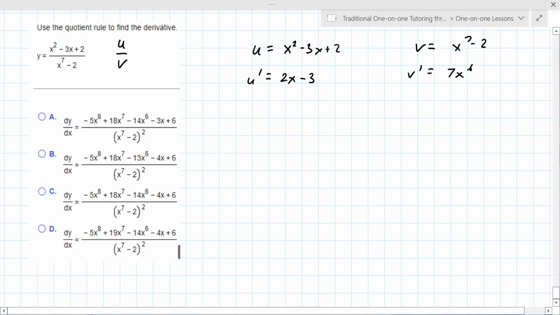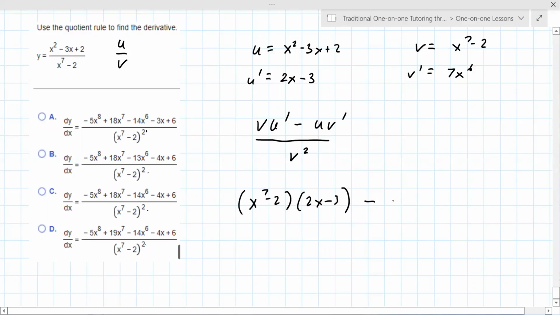And then the quotient rule says bottom times the derivative of the top minus the top times the derivative of the bottom, over the bottom squared. You'll notice they're all squared on the bottom. But in the top, we do have to do this thing. We take v, this x to the 7th minus 2, times u prime, 2x minus 3, minus u, which is x squared minus 3x plus 2, times v prime, which is 7x to the 6th. So we need to simplify this. Unfortunately, they don't give you much help here with the answer space.